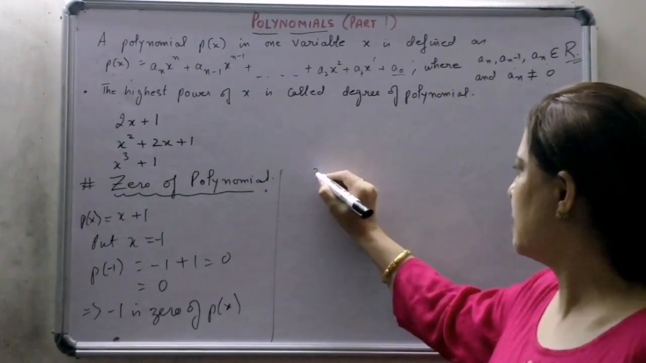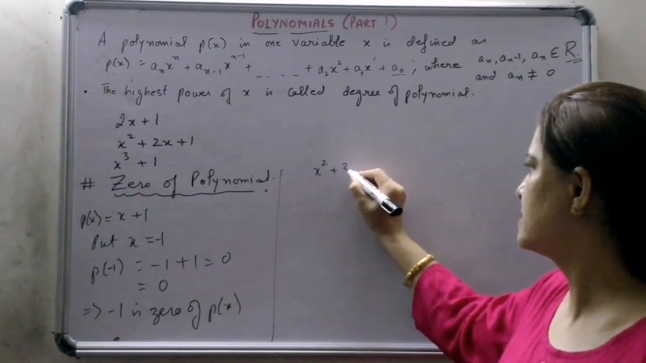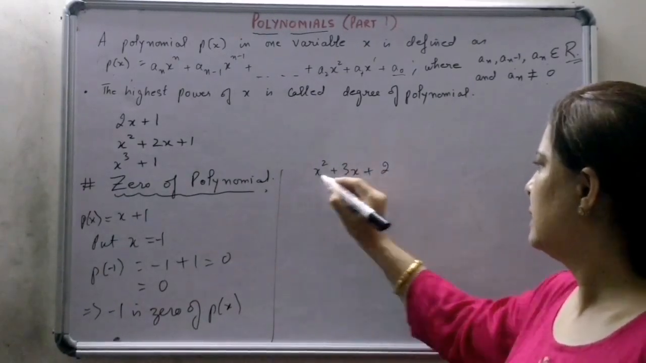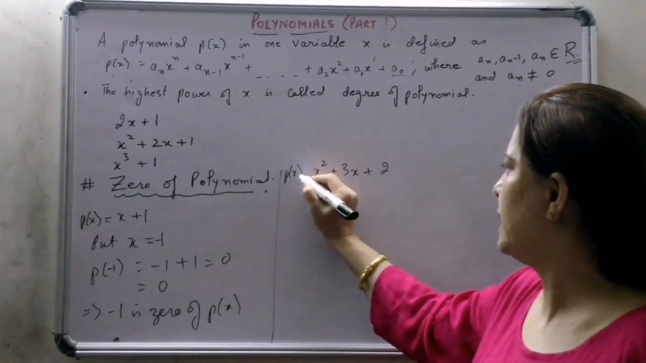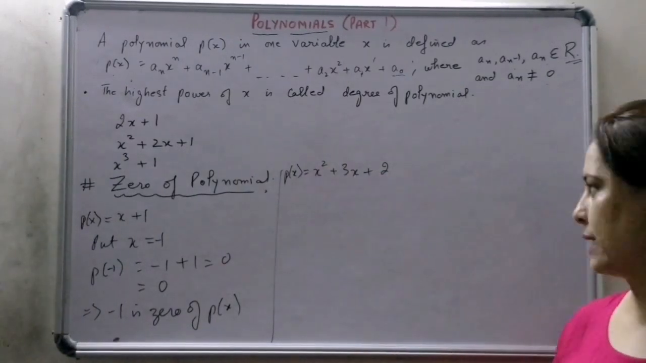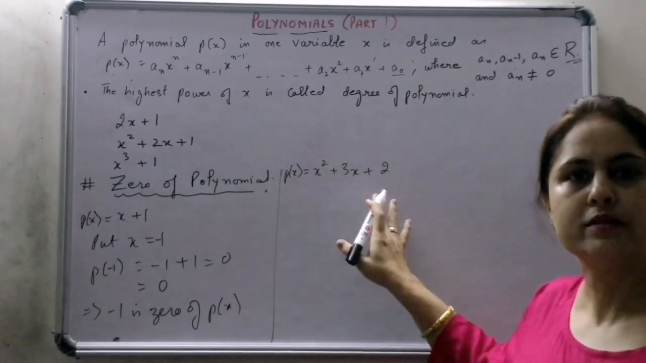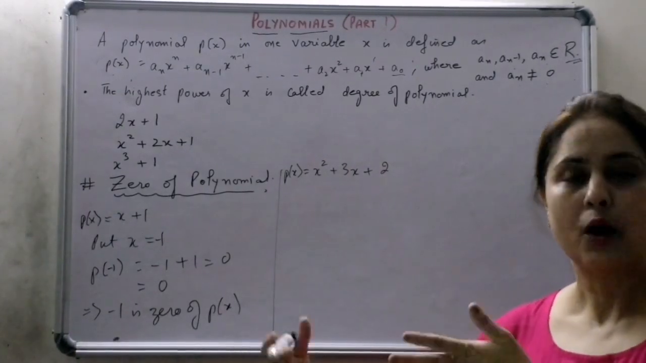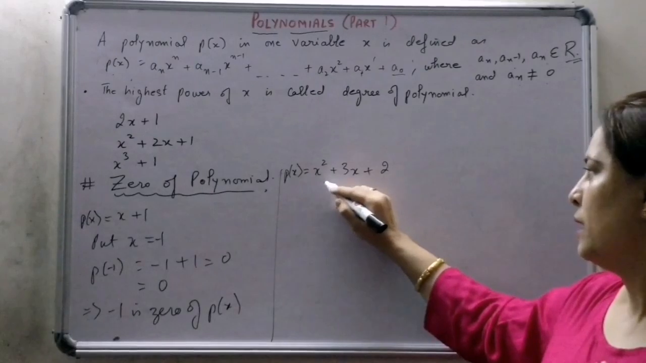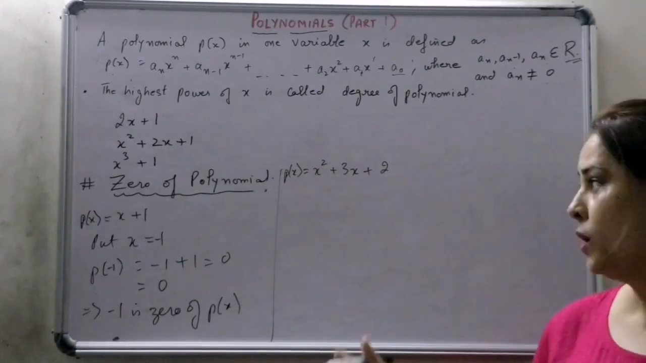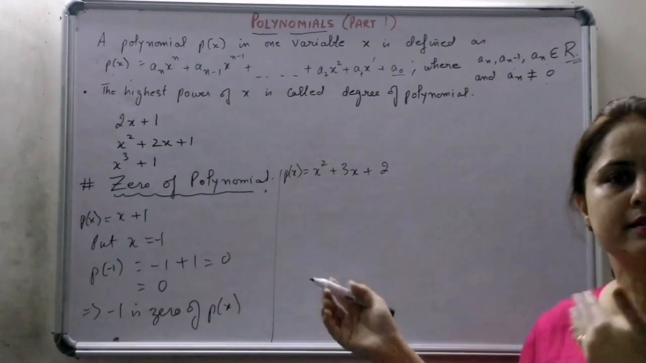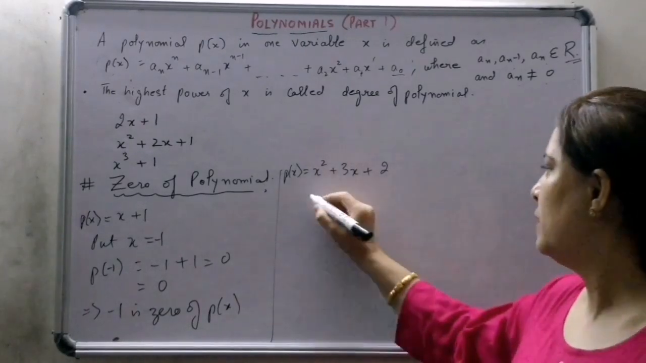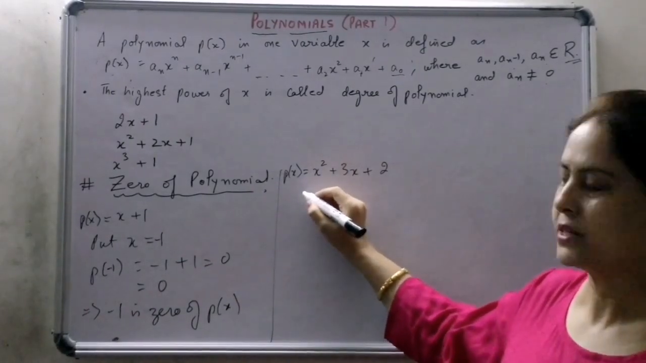We can take up one example like this, x squared plus 3x plus 2. Let us name this as a polynomial p(x), since this is in variable x. And I want to find out the zeros of the polynomial. To find out the zeros of a quadratic polynomial, the first step is to factorize it. Since it consists of 3 terms, we can factorize it by splitting of the middle term.